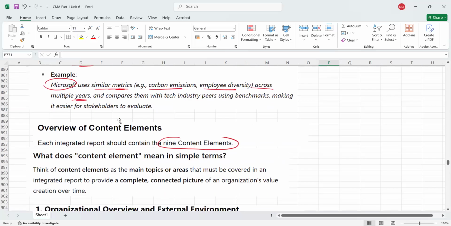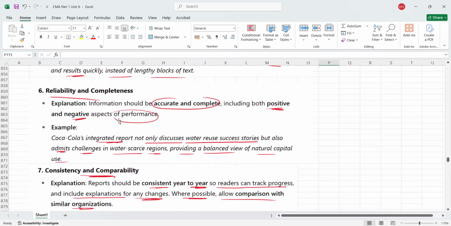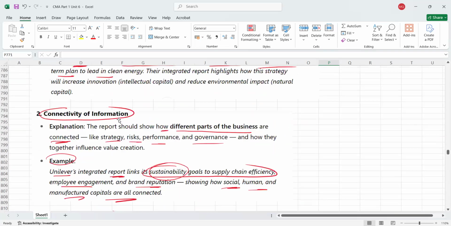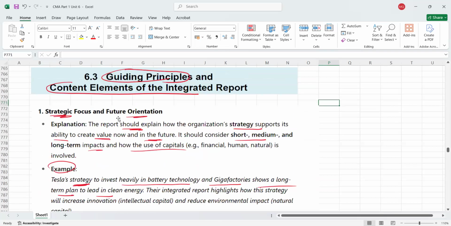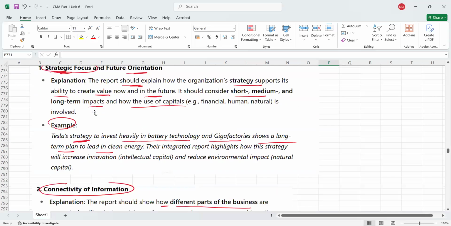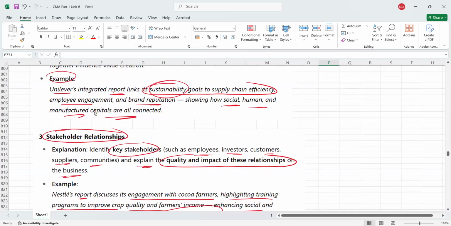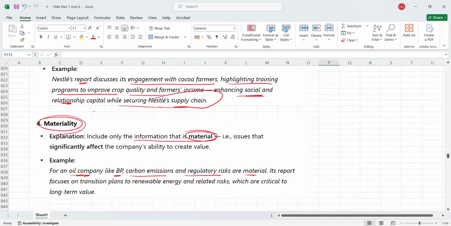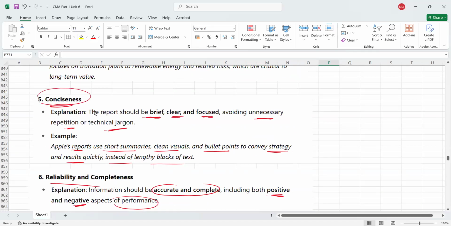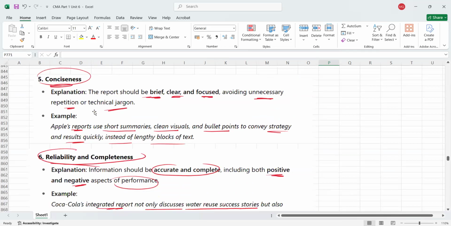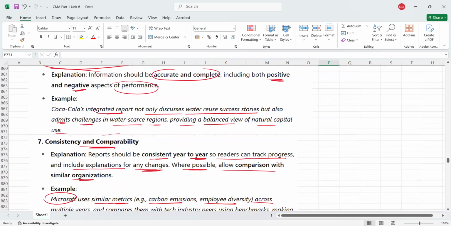Okay. So these are just the principles. Principles means when you create the integrated report, you should remember that you have to include information about your strategy, connectivity of information should be connected, stakeholder relationships must be explained, important information must be provided, concise and brief information should be provided, information must be reliable, complete and accurate. Information must be comparable. These are general features of good information, by the way.